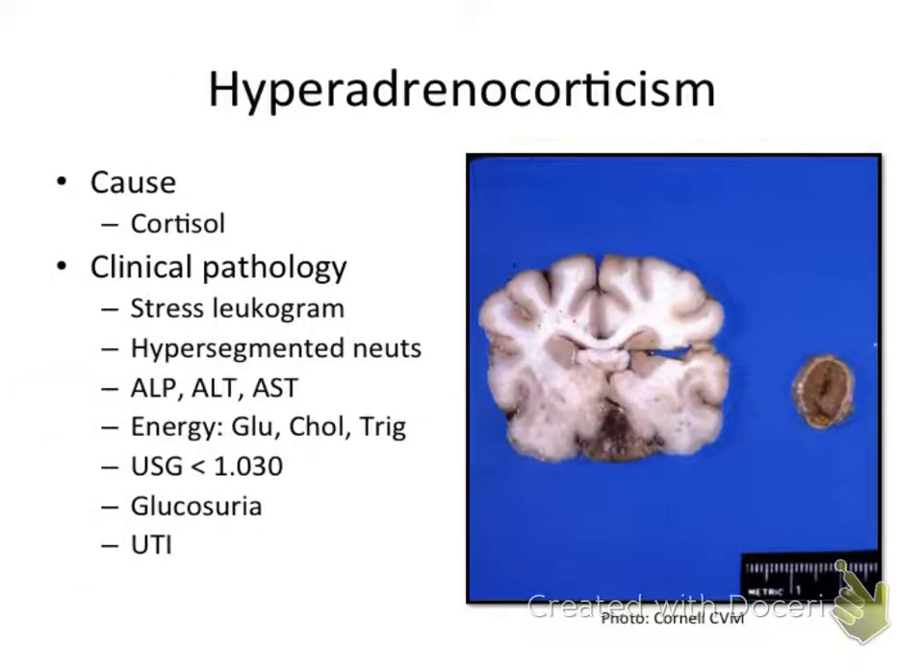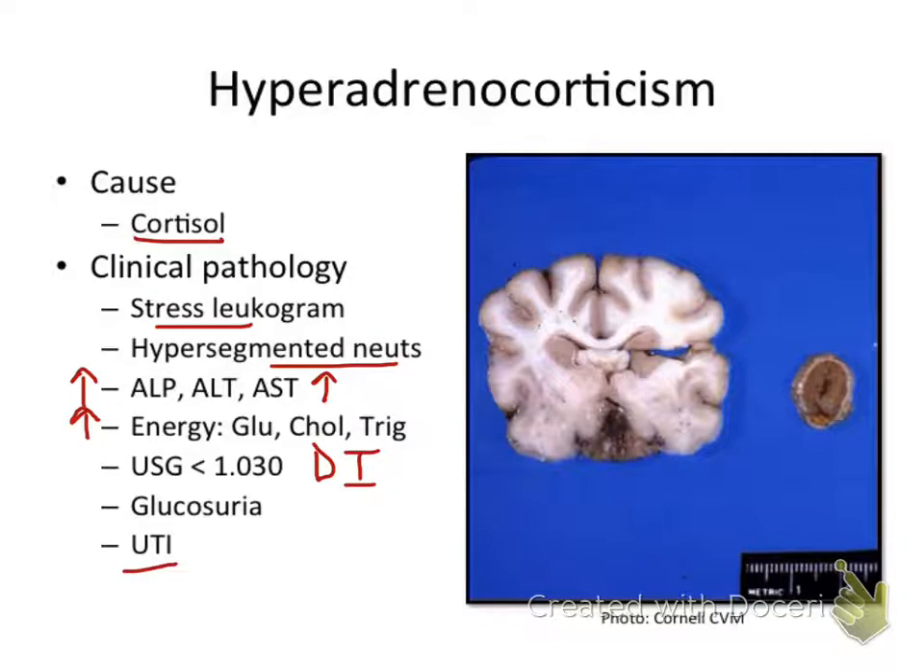Hyperadrenocorticism causes increases in glucose, cholesterol, and triglycerides due to cortisol excess. Excessive cortisol can also cause a stress leukogram, hypersegmented neutrophils, and diabetes insipidus. ALP is often markedly increased due to the steroid isoenzyme. ALT and AST may also be increased if there's glycogen accumulation in the liver and a steroid hepatopathy.